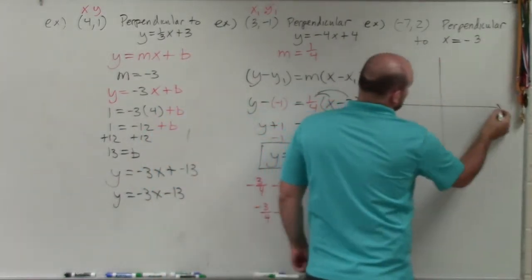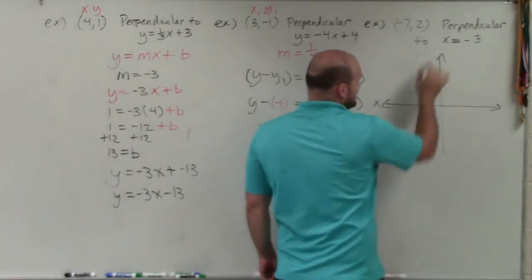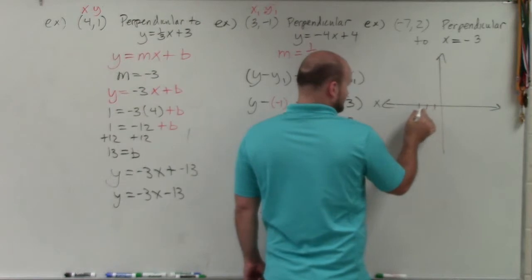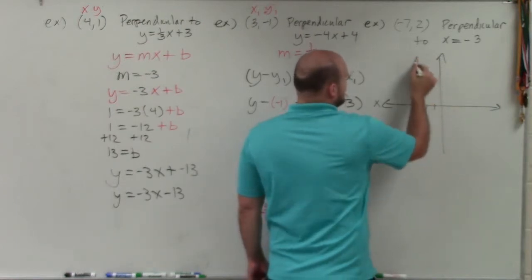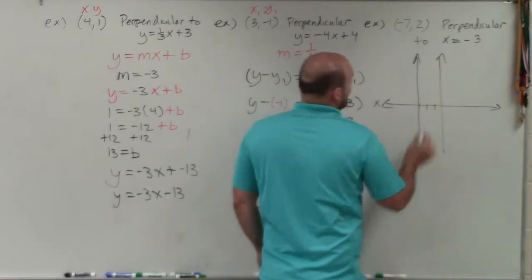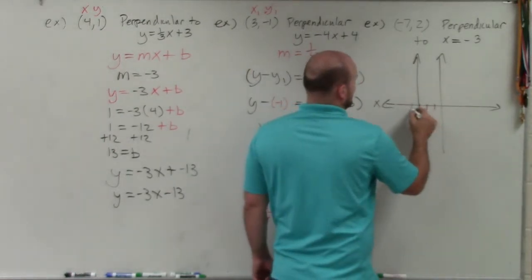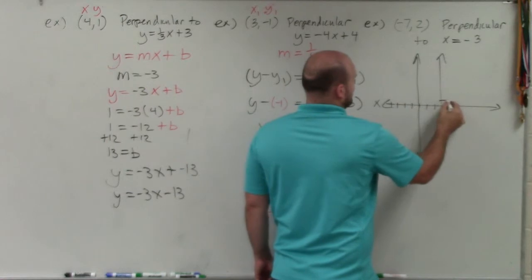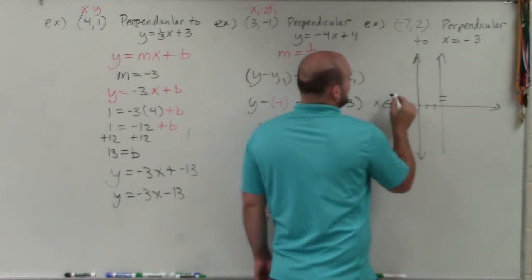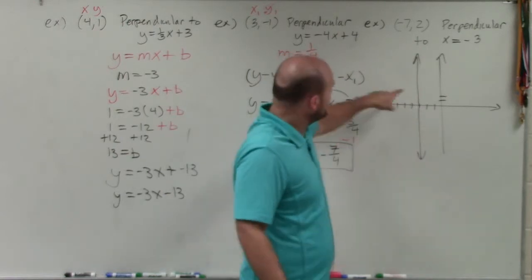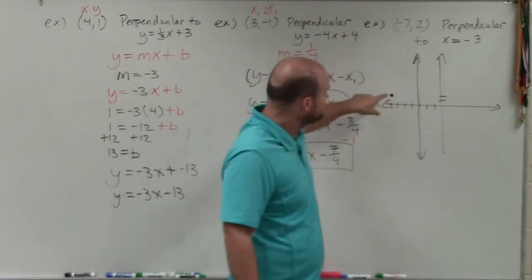So we have x equals -3. If x equals -3, then I go 1, 2, 3. What we notice is x is always going to equal -3, so that's going to be a vertical line. Then we want to graph the point (-7, 2). So 1, 2, 3, 4, 5, 6, 7, and then up 2. So we want to write a line that is perpendicular to x equals -3 but goes through the point (-7, 2).